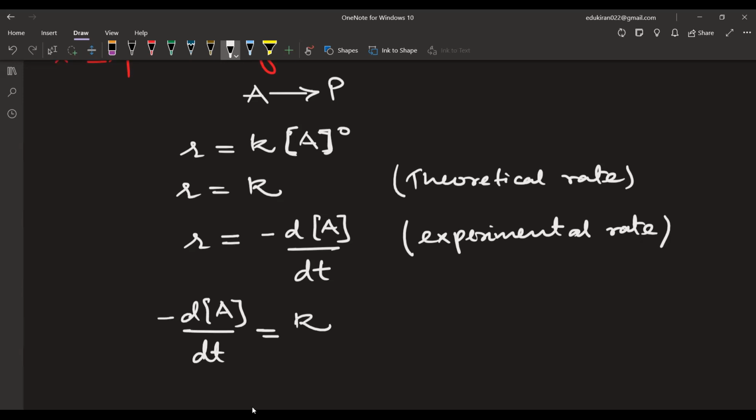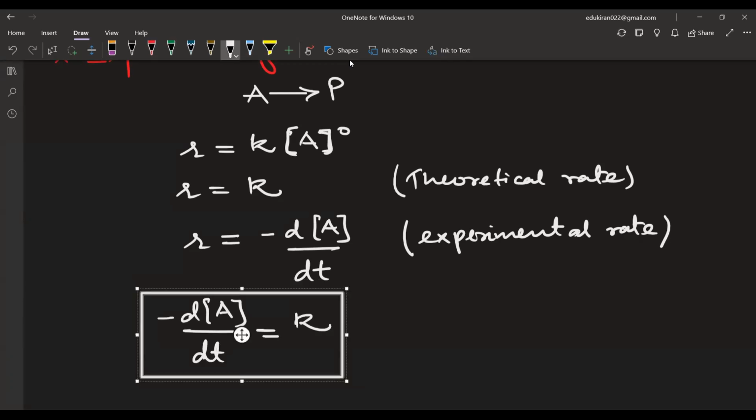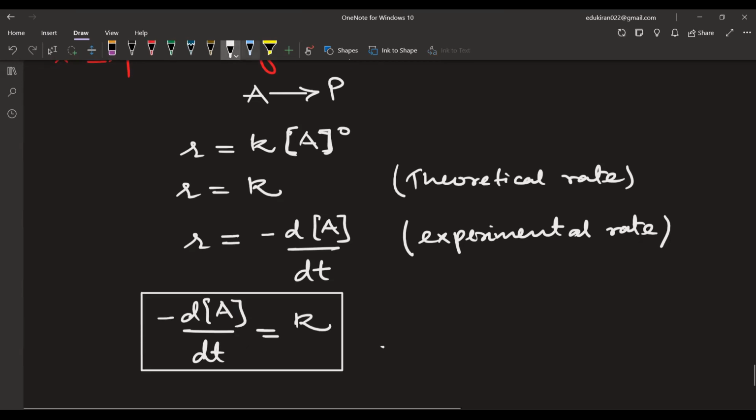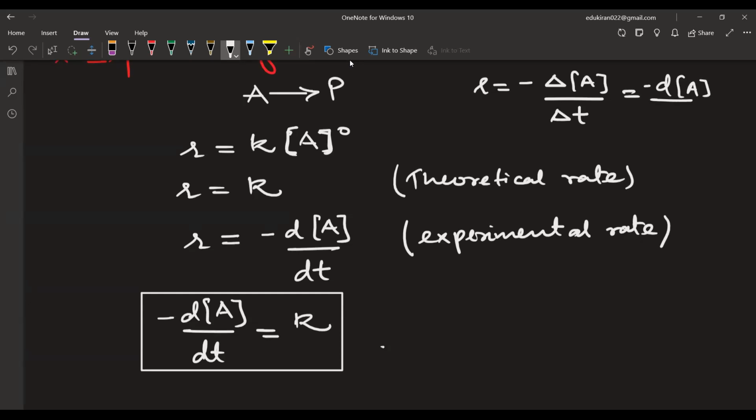Any problem till here? Please let me know now. So how did the experimental rate come? Yes, minus dA by dt. Rate is equal to minus the change in concentration of reactant divided by the change in time. For instantaneous, we write it as minus dA upon dt. Got it, Fatima? Yes. Okay.